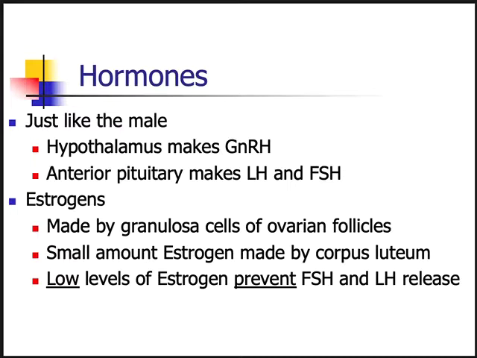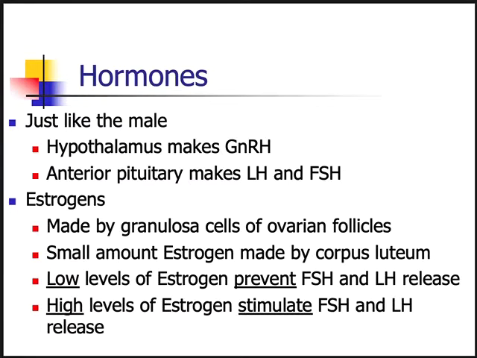It's not until you build up high levels of estrogen, okay, so during and right before ovulation, when your follicle gets to be mature, you start releasing high levels of estrogen. That high level of estrogen then stimulates FSH and LH release, and you'll see an FSH and LH spike, and then that's how you get ovulation.